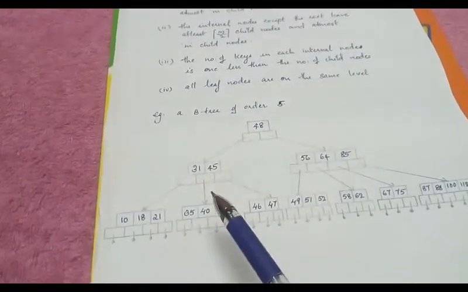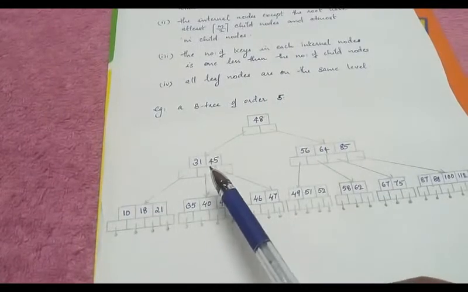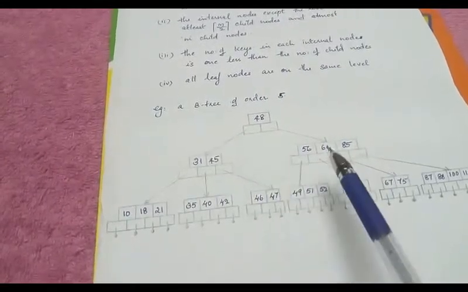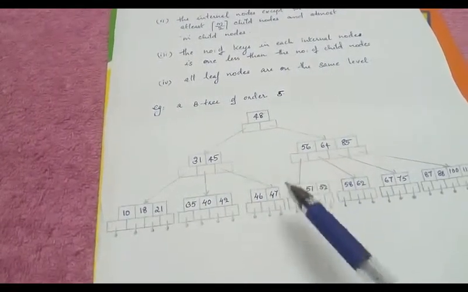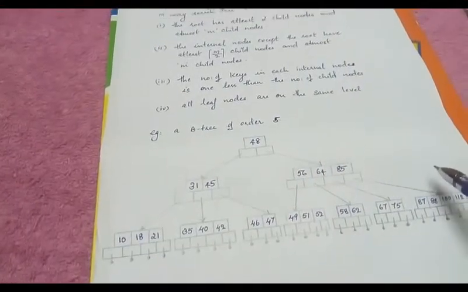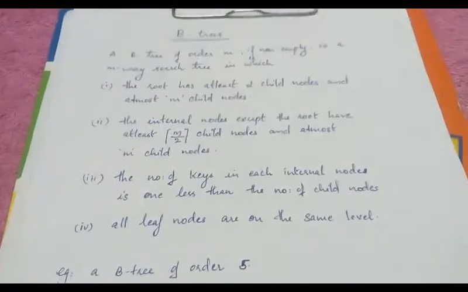Now look at the internal node. This is an internal node. It has 3 child nodes, and this is also an internal node which has 4 child nodes. So these are the conditions for a B tree of order M.